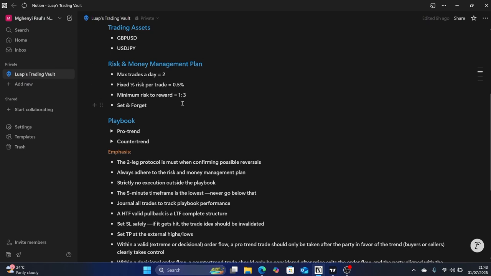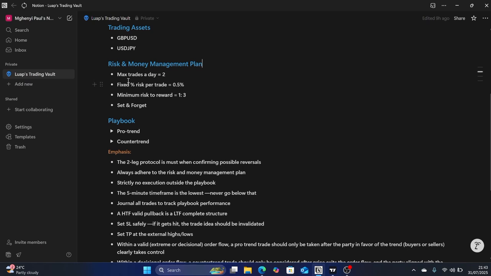All of this that I'm sharing here is the trading plan that most of you have been asking for. This is the trading plan, in fact more than a trading plan. So trading assets, that is GBP/USD and USD/JPY, then the risk and money management plan. This is anything that you use that will protect your capital, and of course your psychology. The risk and money management plan protects not only your capital but also you. It protects you from getting messed up psychologically.